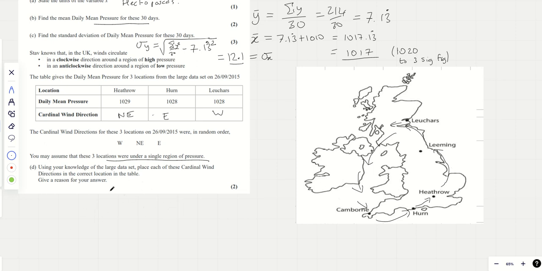But that's basically it. Oh, and give a reason for your answer. So high pressure, so clockwise direction, and then see arrows in my diagram. It's always fine to draw a diagram. But yeah, that question is difficult because you've got to know latitudinally where the placings are of the cities, and that's really very, very tough. Okay, but there we go.